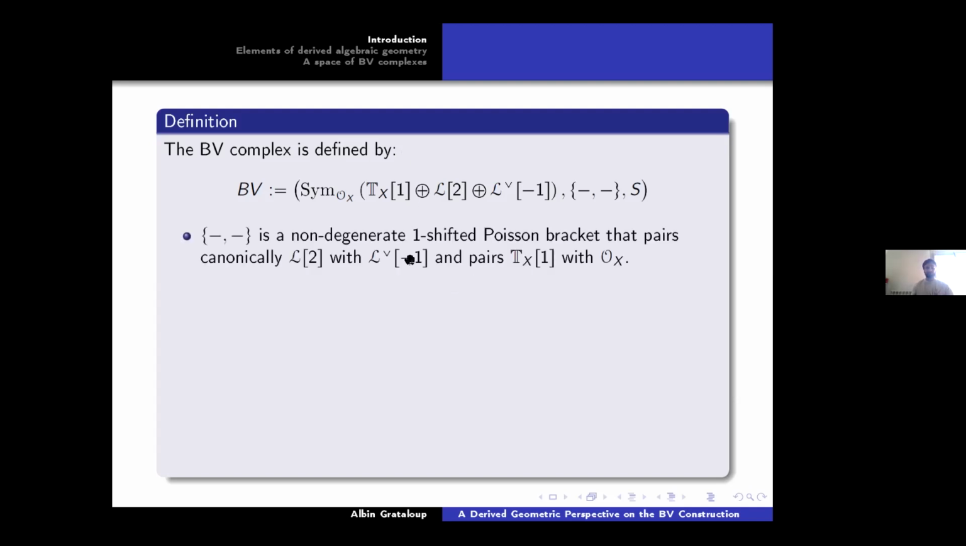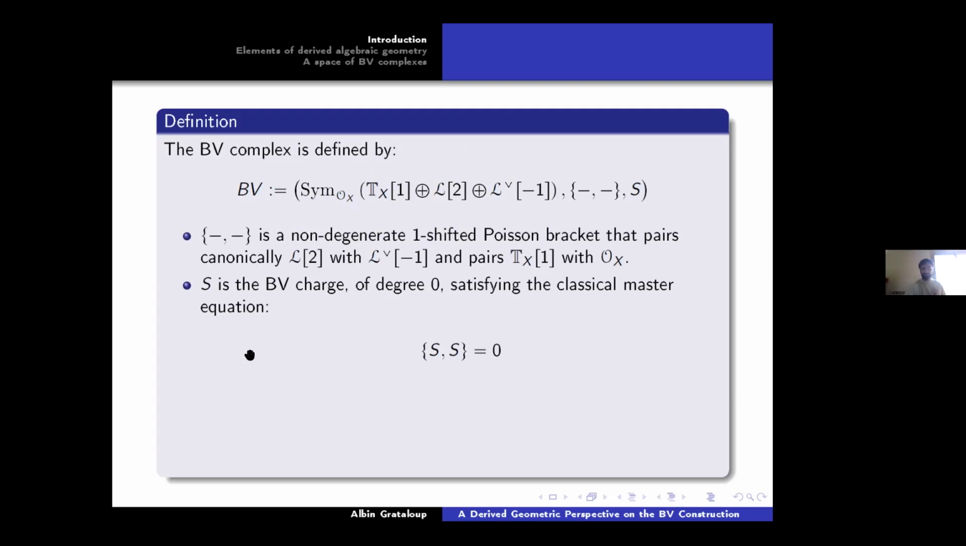The first one would be this one-shifted Poisson bracket, which is given by the canonical pairing between O_X and T_X, and the canonical pairing between L and L dual here. We also require a BV charge, some element in this algebra of degree 0 that satisfies the classical master equation, which implies that the bracket with S is a differential. One of the important features is that the homology in degree 0 for that differential is exactly this reduced algebra which I described on the slide before.